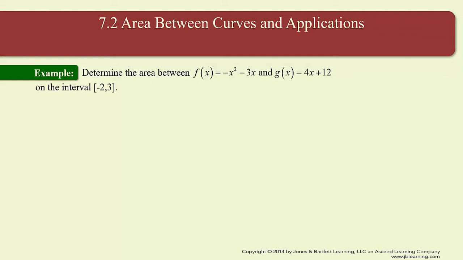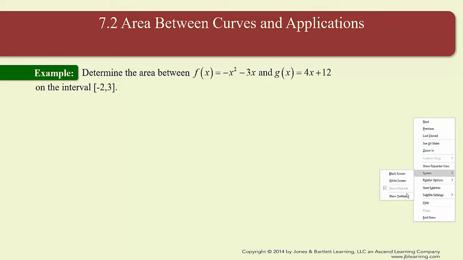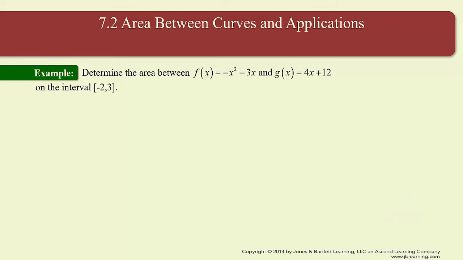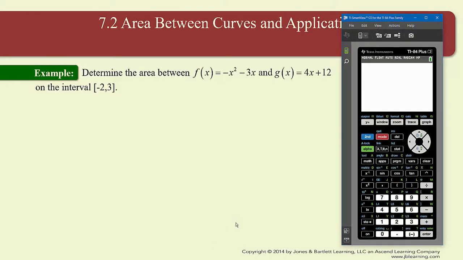So the first thing that we need to do, you can't do one of these problems without looking at the graph. How do you know what's the top curve? How do you know what's the bottom curve without looking at the graph? So I'm going to put the graph on the board, but before I do that, I want to get the graph here real quick. So here's my calculator. So in y1, I'm going to put function f. So function f is negative x squared minus 3x.